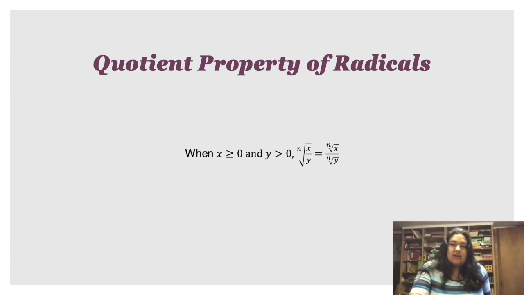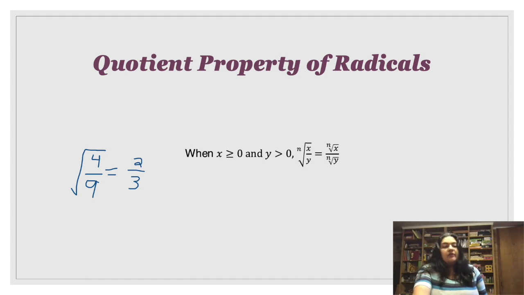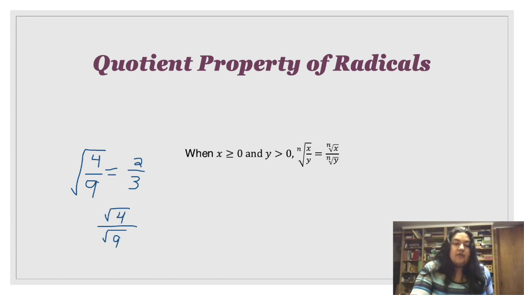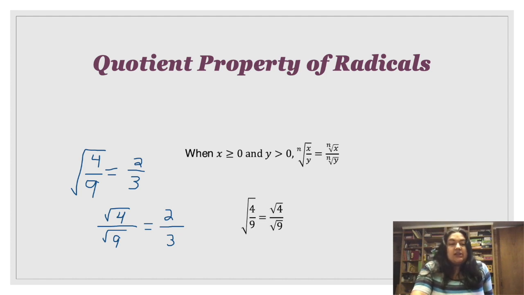So let's look at some practice right here. So I have the square root of 4 over 9. The square root of 4 over 9 is equal to 2/3. Now the square root of 4 over the square root of 9: the square root of 4 is 2, and the square root of 9 is 3. So that is equal to 2/3. So that's just to show you that this quotient property works, that the square root of 4 over 9 is equal to the square root of 4 over the square root of 9.